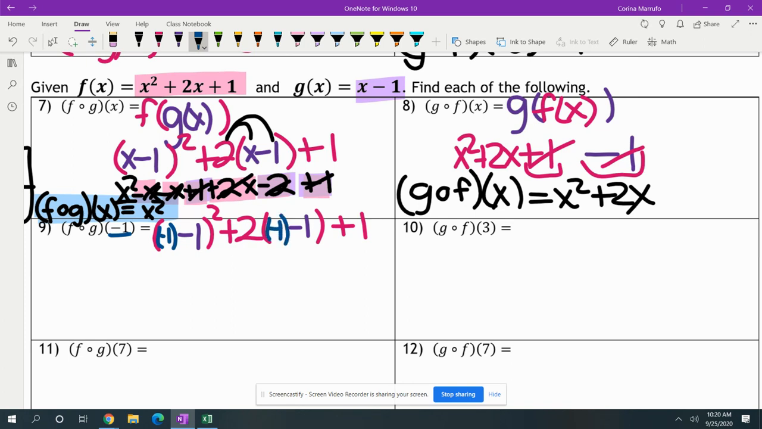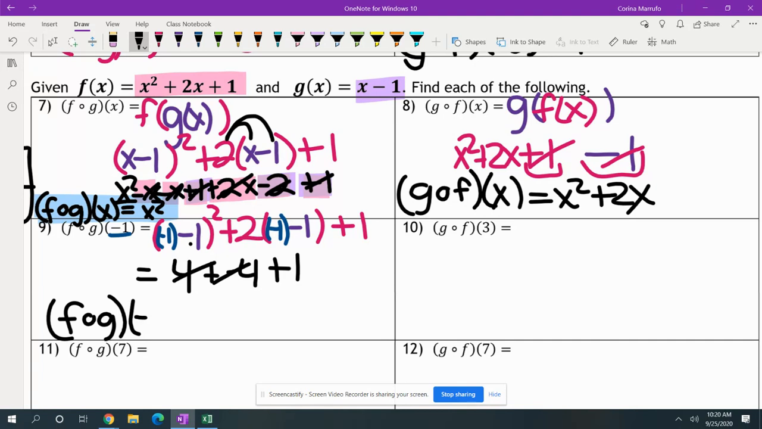So we can plug all this in our calculator exactly the way we see it. We can also do some mental math, which is what I'm going to do. So negative 1 minus 1 is negative 2. Negative 2 squared is 4. Plus negative 1 minus 1 is negative 2. And 2 times negative 2 is negative 4. And then at the very end, we have a plus 1. So these end up canceling each other out. So that means that F composite G of negative 1 is equal to 1.